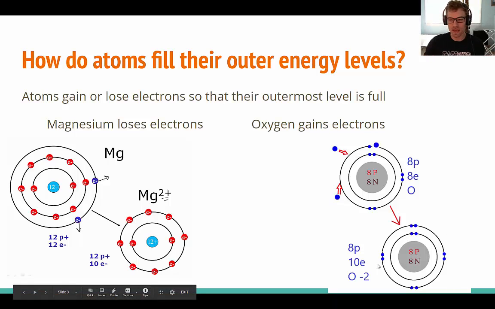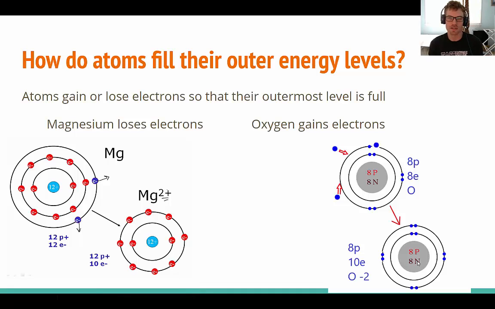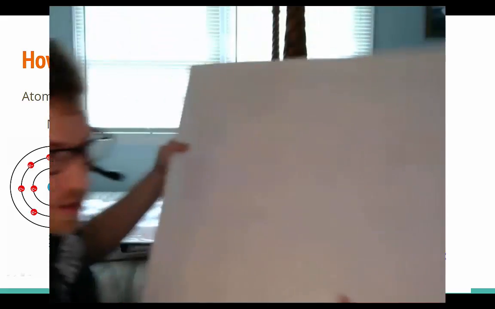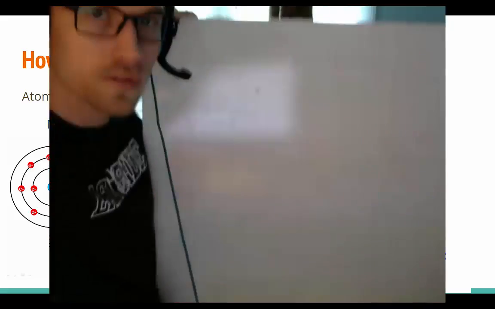When we do that, now we have 8 in the outermost energy level, and we now have 10 electrons in our new oxygen. Because we now have 10 electrons, our number of protons did not change, meaning that we now have oxygen -2, or oxygen with a -2 charge. Okay, so that's how that relates back to ions. Let's take a look at a couple more examples using my whiteboard.